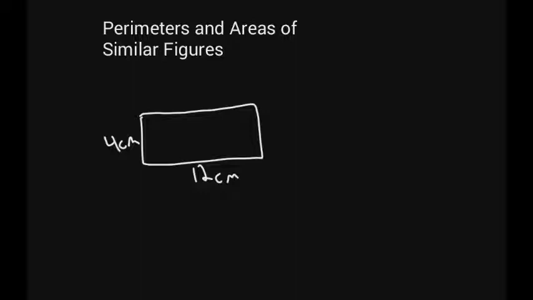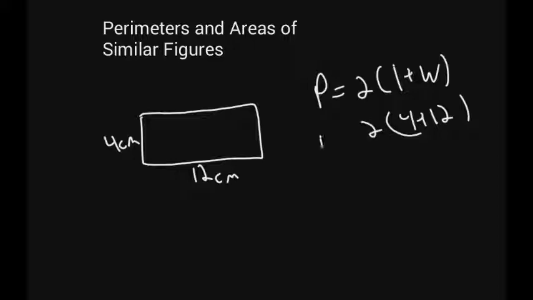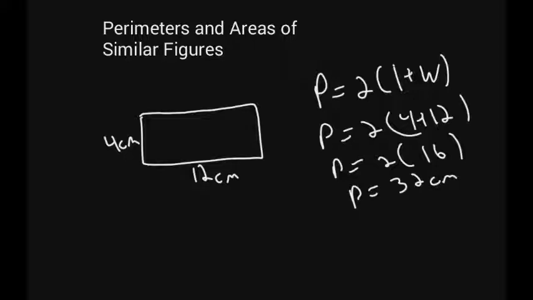So if you do perimeter, that's 2 times length plus width. Our length and width are 4 and 12. So our perimeter would equal 4 plus 12 is 16, times 2. So our perimeter would equal 32 centimeters.